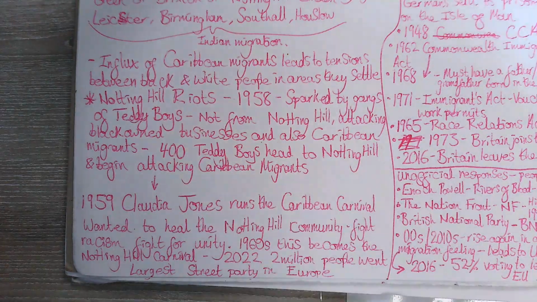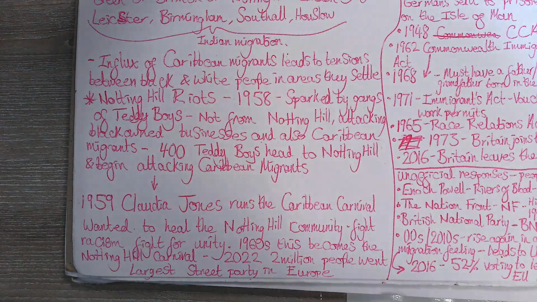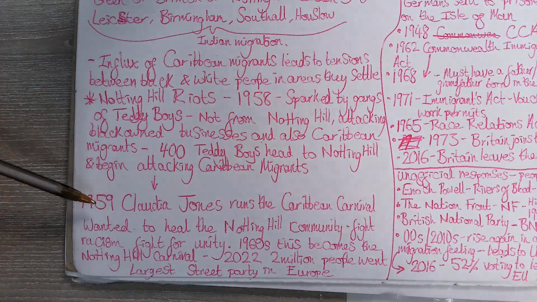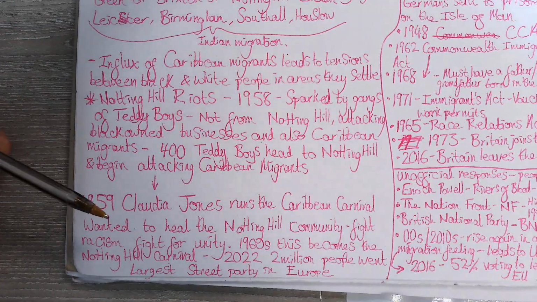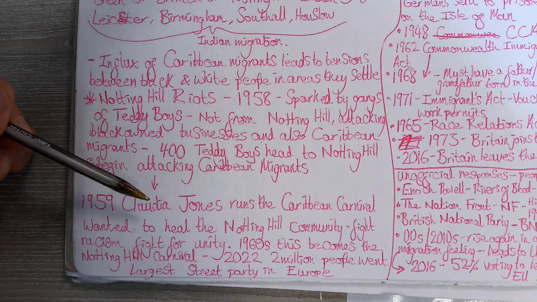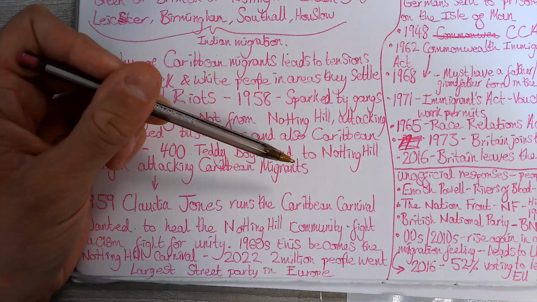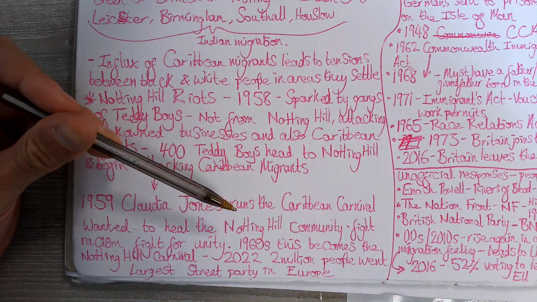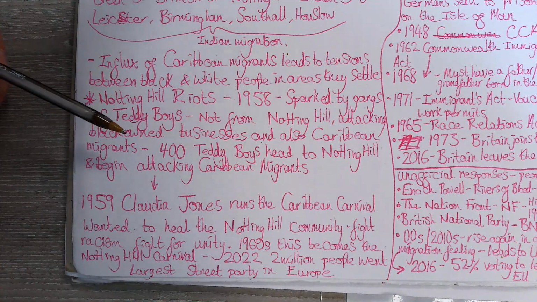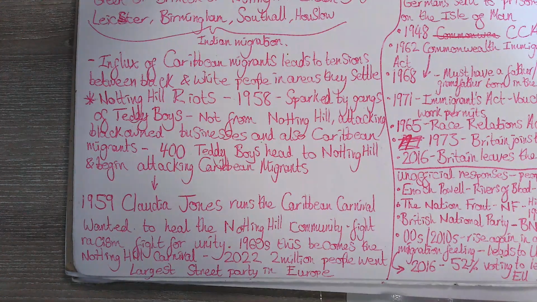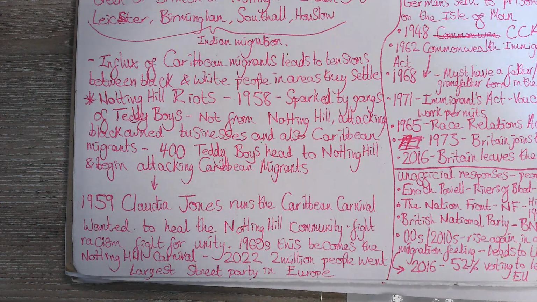Now, what's also really useful for us when we're trying to build this story of Caribbean or Commonwealth migration to Britain is to think about the impact of that. And there are positive impacts from the Notting Hill riots, happily, in 1958. Because Claudia Jones, an amazing woman, in 1959 runs the first Caribbean carnival. She wanted to heal the Notting Hill community, to fight back against racism and fight for unity in the area, to bring the white and black communities back together and heal Notting Hill.